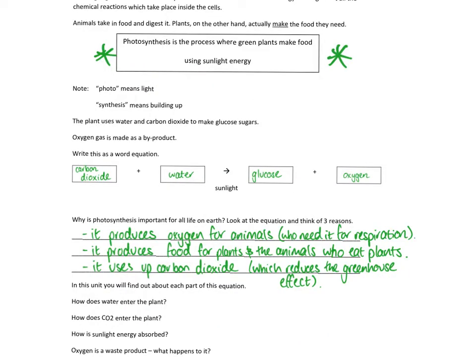Today we're going to start to have a look at a couple of these questions that are at the bottom of page 1. Remember, you don't have to write an answer to these questions. These are just prompts as to what is coming up in the topic and what we're going to cover. So today we're going to start to look at how does water enter the plant, and secondly, how does CO2 enter the plant. Water and CO2.